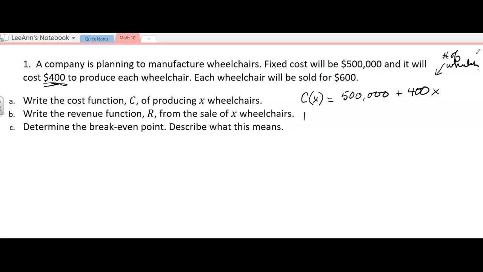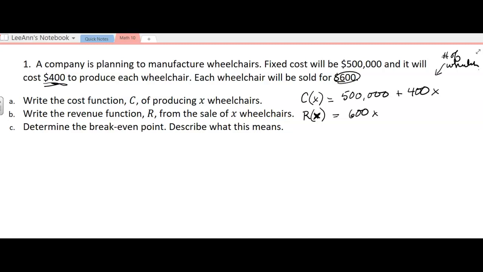Okay, write the revenue function. Okay, the revenue function is going to be R of X. And how do you earn revenue? Well, you sell the wheelchairs. And how much are you selling them for? $600. So it's 600X.